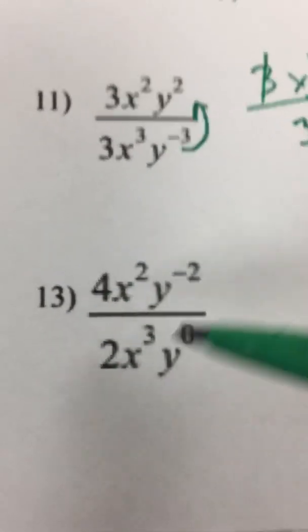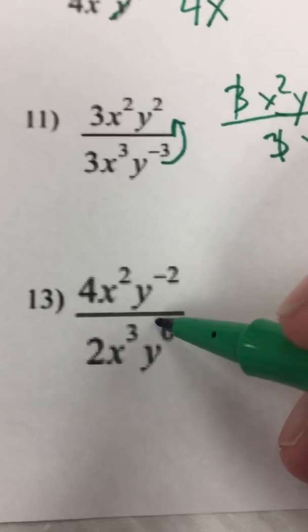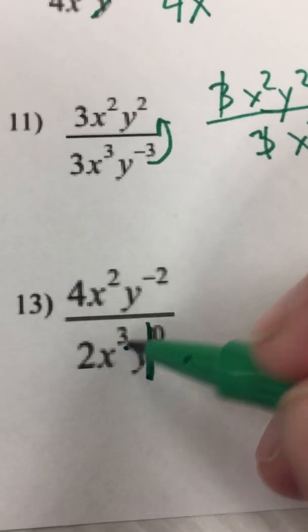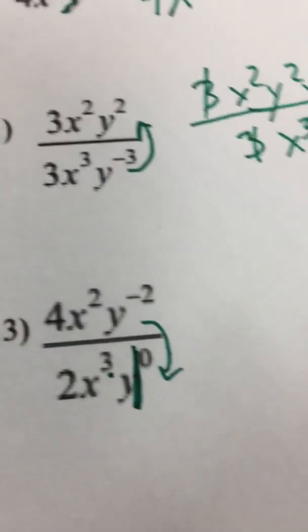So again, it's a division problem, but I've got a negative exponent. So before we get going, I'm going to move it down. And this y to the 0 just becomes a big old 1. So that's just like times 1. So this y is going to come down. So I'm going to rewrite this. So hang on a sec while I rewrite.